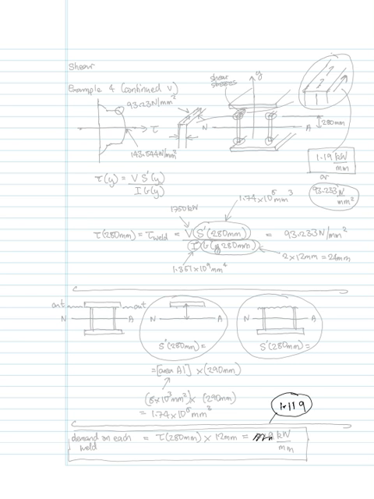So this is shear, example 4, continued, page 5. So in this case here, we're going to be considering the stresses in the web. The stresses in the weld.